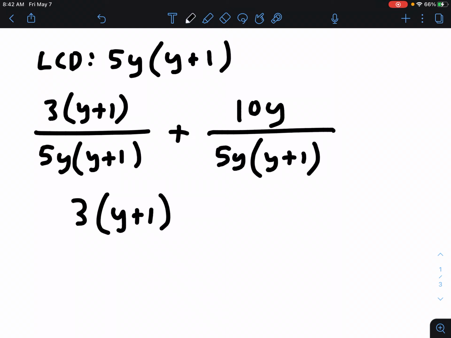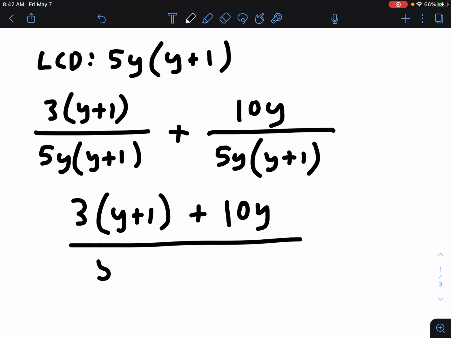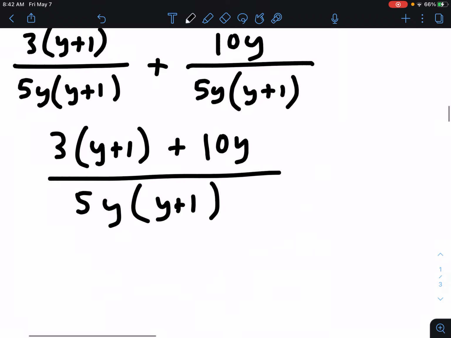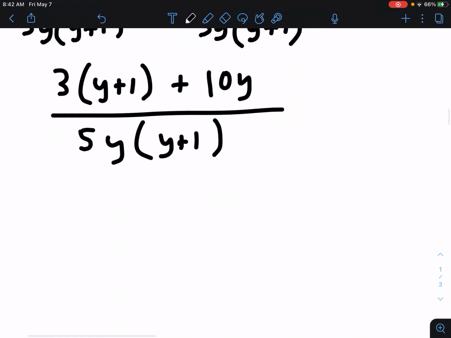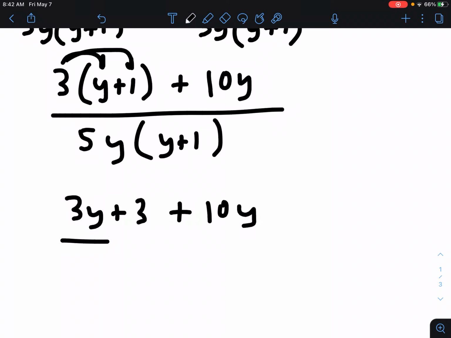Now, some of you might want to do the distributing step at the same time. That's fine, as long as you can keep yourself organized and not lose something along the way. Okay, so when I said distributing step, I mean right here. So we have 3y plus 3 plus 10y. This one isn't going to do anything for us either. All over 5y times y plus 1.